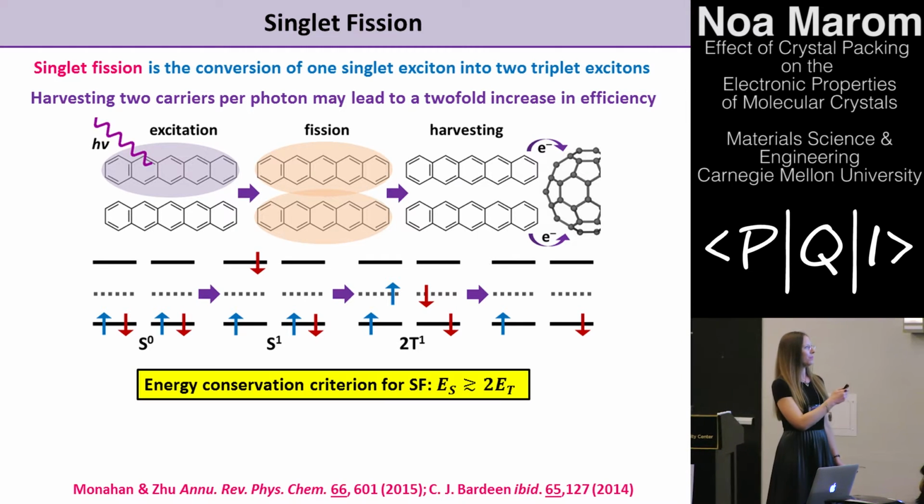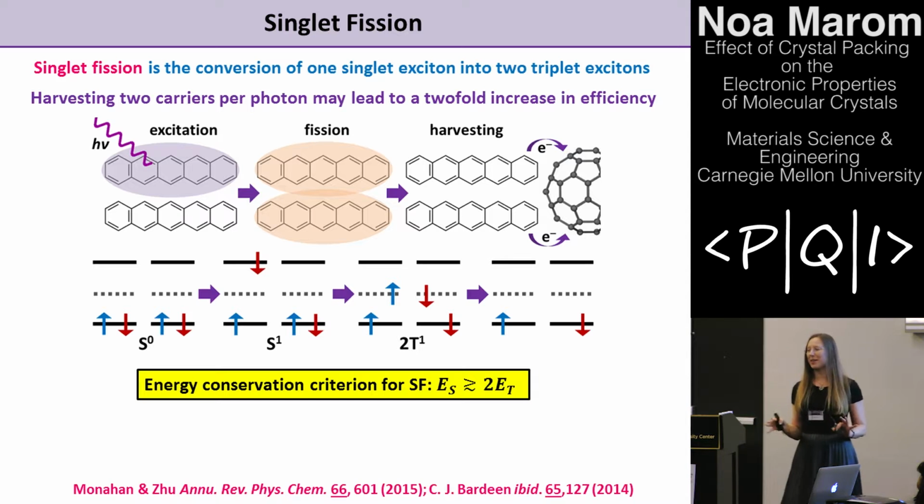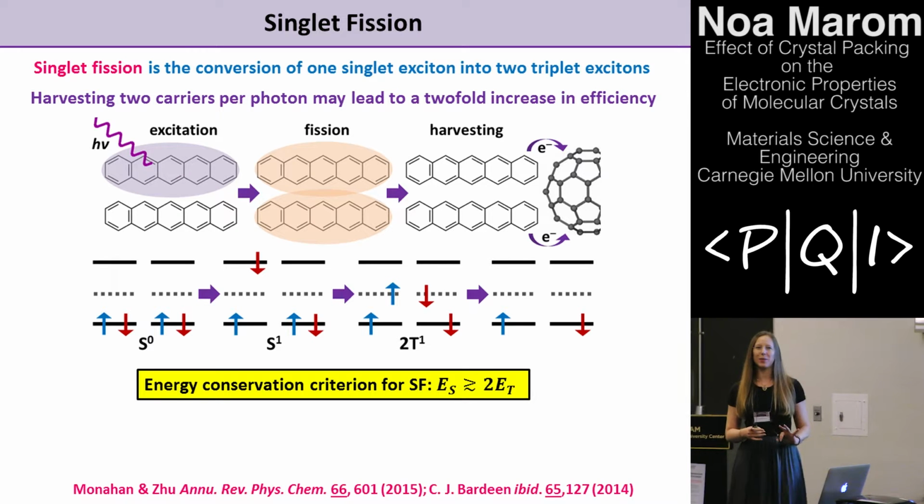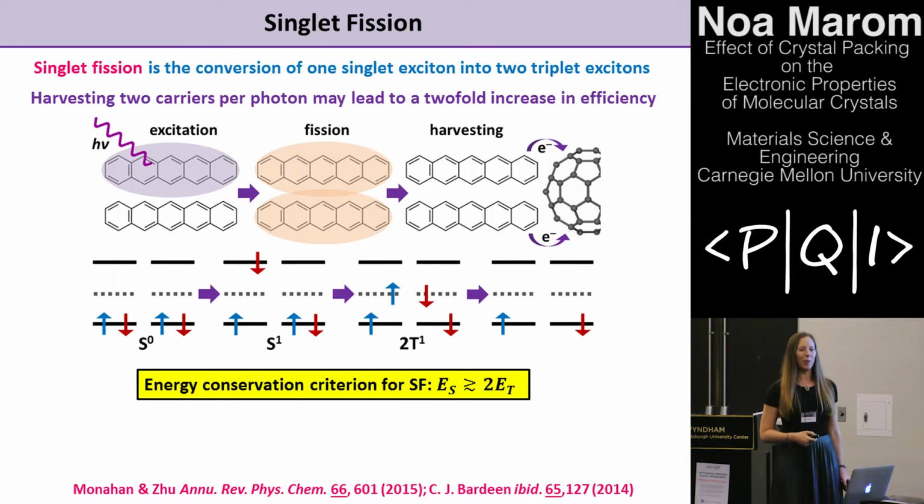So singlet fission is a complex collective quantum mechanical process whose mechanism is still debated. However, one thing is clear, which is that energy has to be conserved. So the energy conservation criterion for singlet fission to happen is that the singlet energy has to be more or less equal to twice the triplet energy.